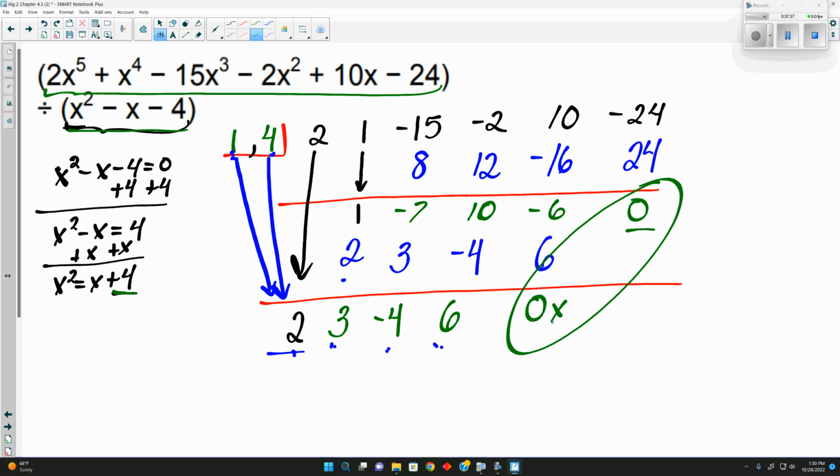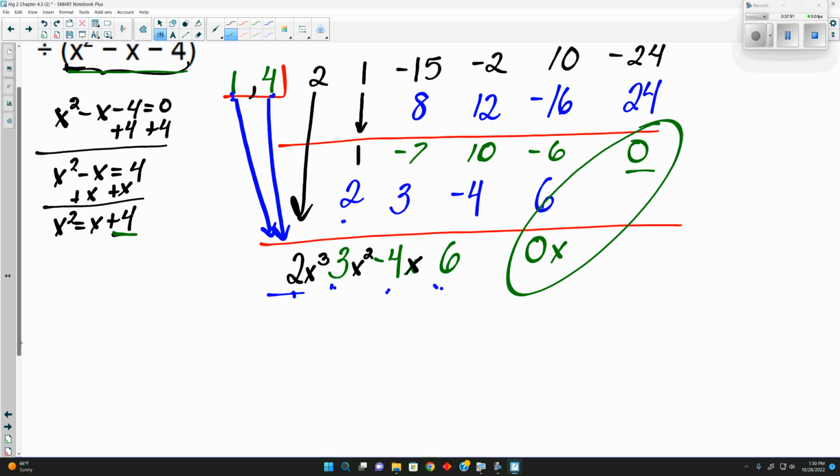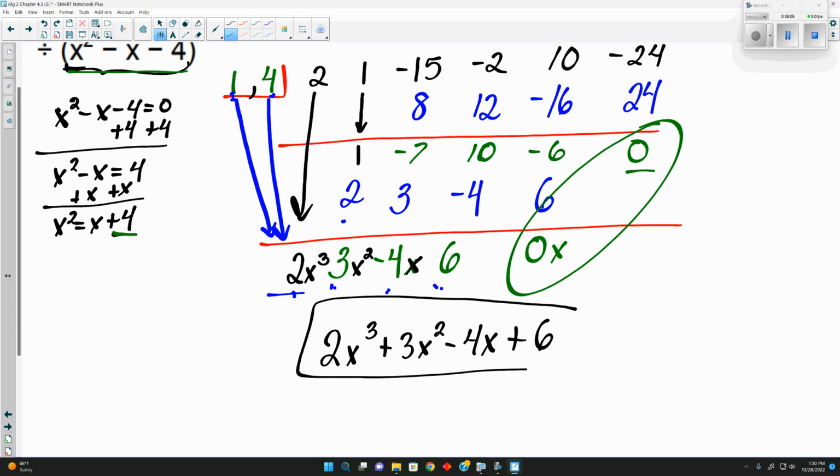Now that still holds true with this here. 6 would be just our constant term. Negative 4 would have x. 3 would have x squared, and 2 would have x to the third. So we have 2x cubed plus 3x squared minus 4x plus 6, that'd be our final answer.